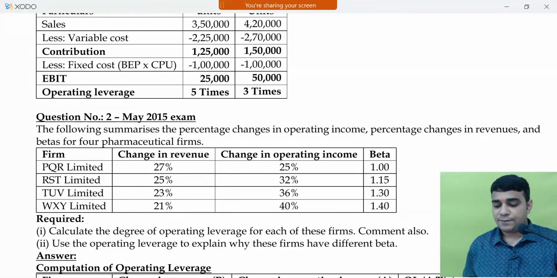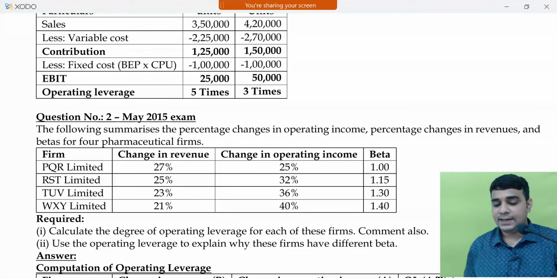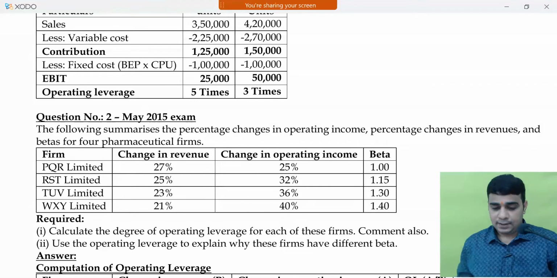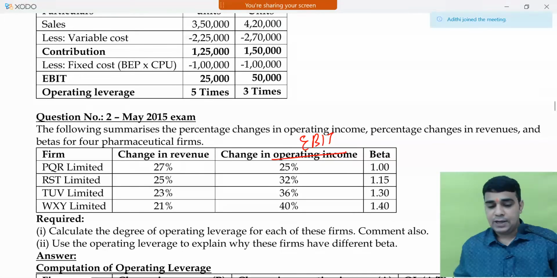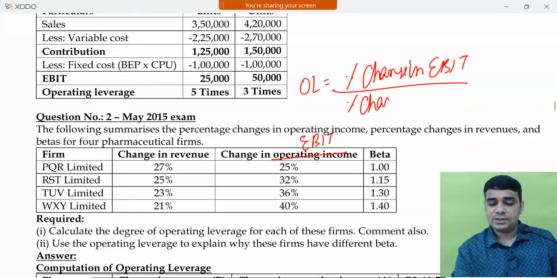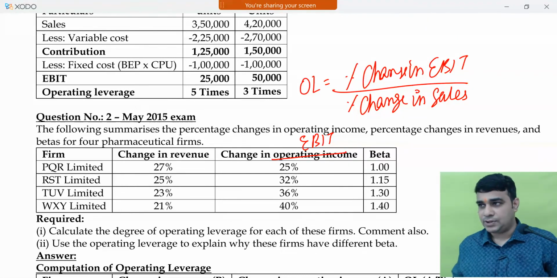See, beta is something you would have learned when we did the financing decision, cost of equity calculation. Beta basically indicates how risky a company is. High beta means high risk, low beta means low risk. Here, change in revenue is given. Change in operating income is nothing but EBIT. So my operating leverage is equal to percentage change in EBIT by percentage change in sales. The data is almost available, nothing much to calculate.